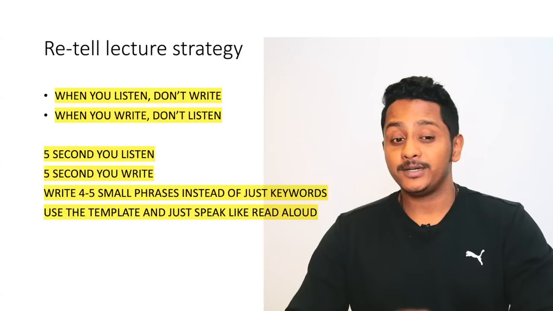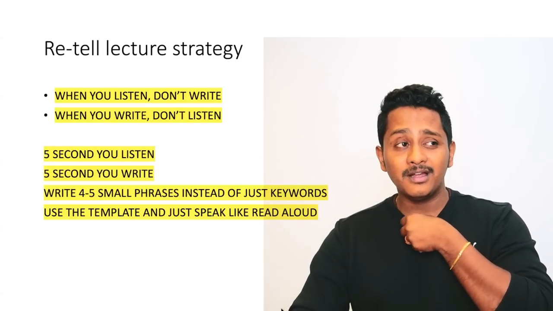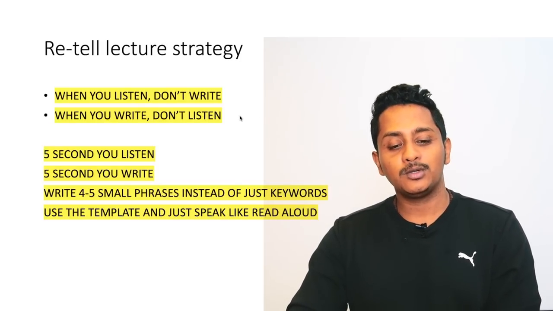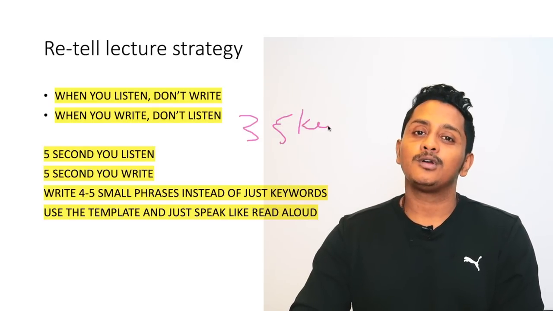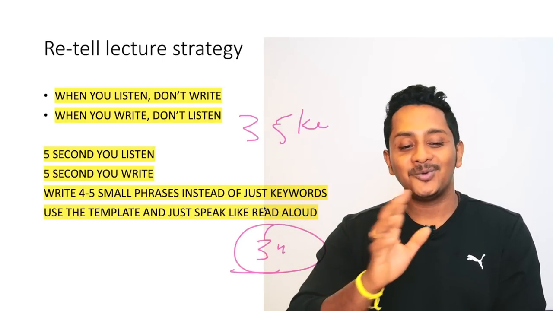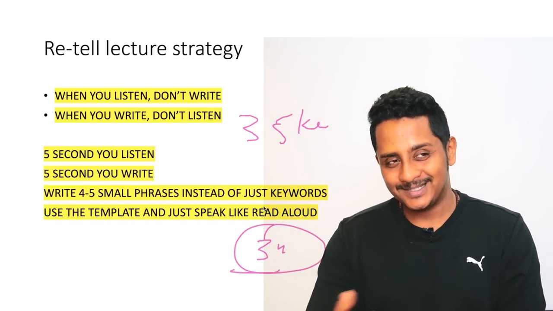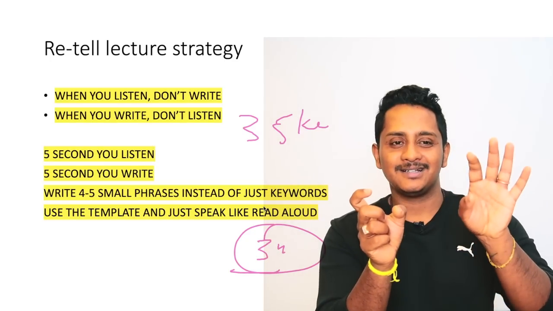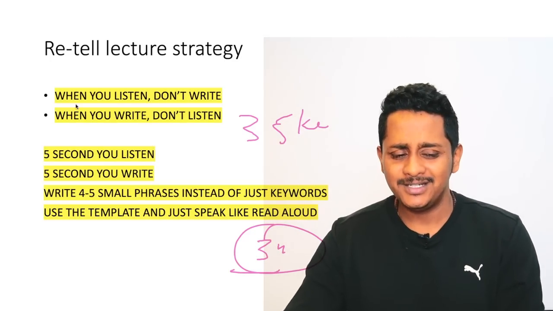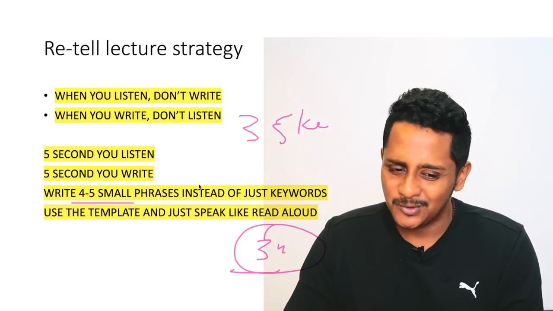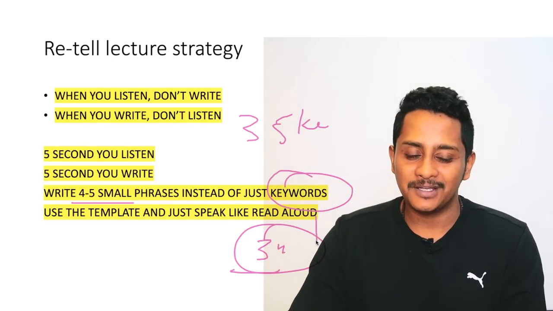I don't suggest people write just the keywords. In one of the observations that I did, a student took 35 keywords and spoke, and the speaking score was 34 overall. So this will break all the fluency. My suggestion is always to go with small phrases. One phrase is 3-4 words. I'll show you how to do it. Write 4-5, or 4-7, 4-8, 4-6, as many small phrases as you want instead of keywords.